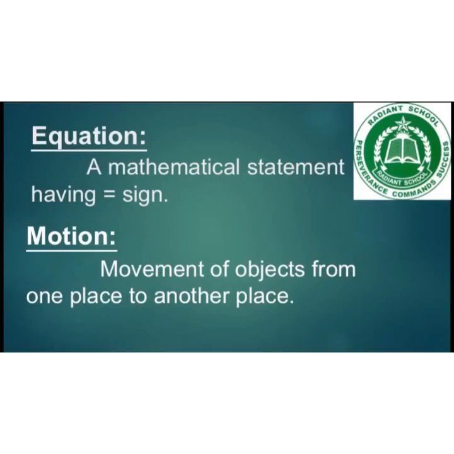Students, we are studying equations of motion. An equation is a mathematical statement having an equal to sign. We have an equal to sign in the first, second and third equations of motion. And what is motion? We all know that motion is the movement of objects from one place to another. When objects are moving from one point to another point, this is called motion.